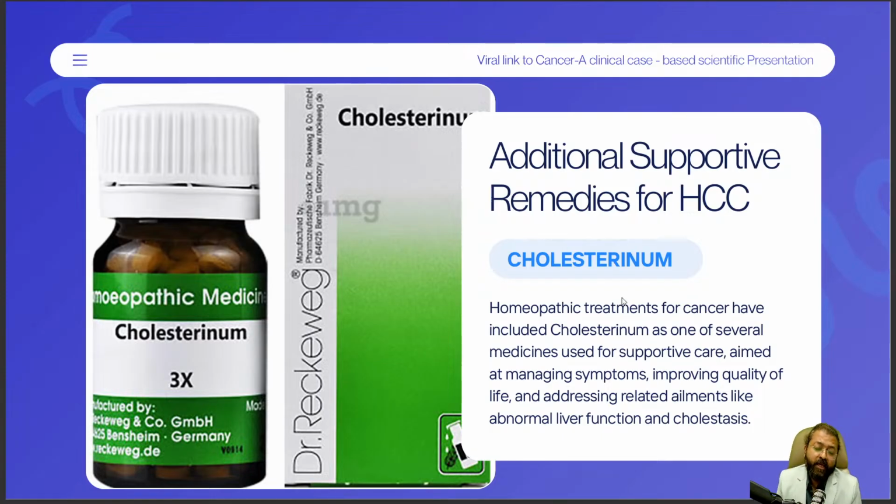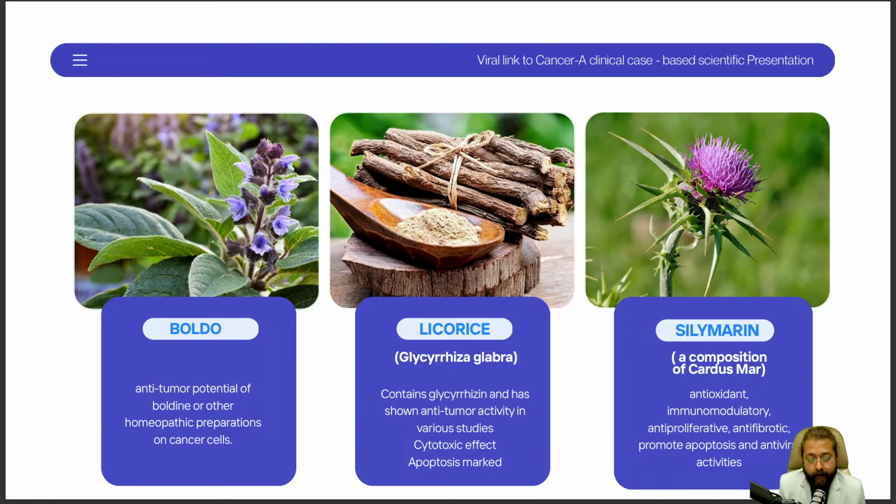Now, can you use any other medication? Yes, why not? One is Boldo, because we usually look at it for the gallbladder, but it also has anti-tumor potential because it contains boldine, which acts on the cancer cells. Glycyrrhiza glabra, we have usually heard of this, but very rarely do people use it. It contains glycyrrhizin, which has shown anti-tumor activity in various studies, with a cytotoxic effect as well as apoptosis. Carduus marianus is an antioxidant because it contains silymarin. So it is immunomodulatory, anti-proliferative, anti-fibrotic, and promotes apoptosis and antiviral activities.